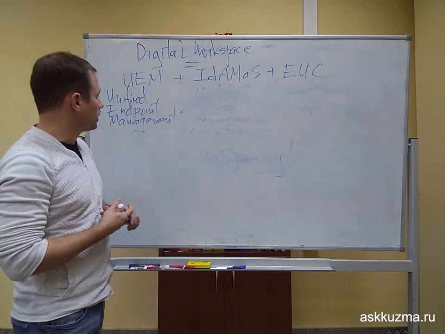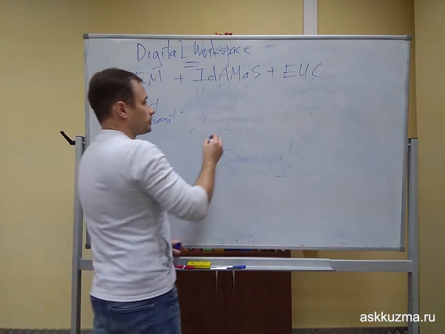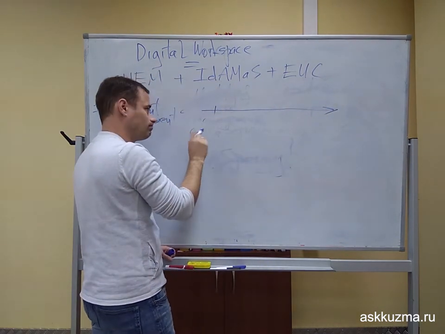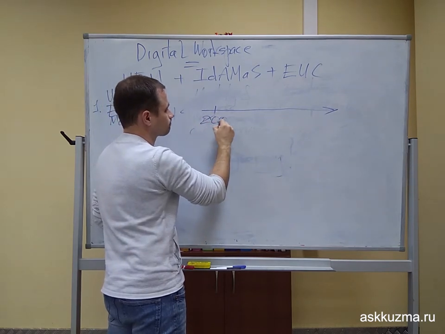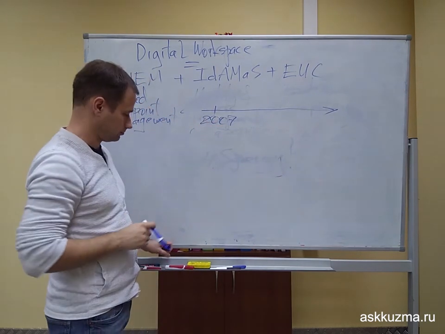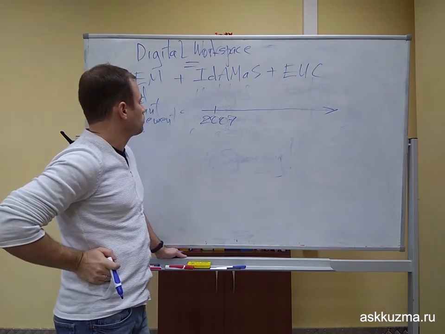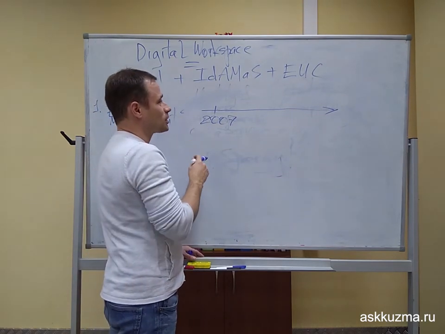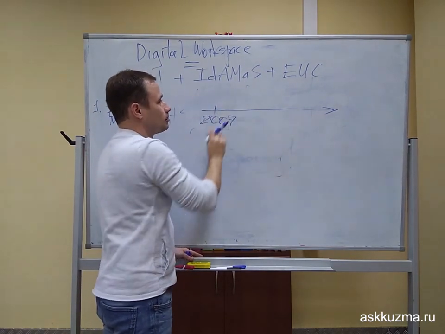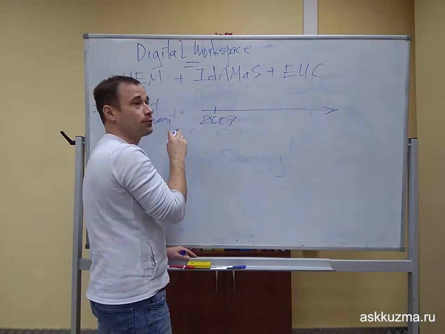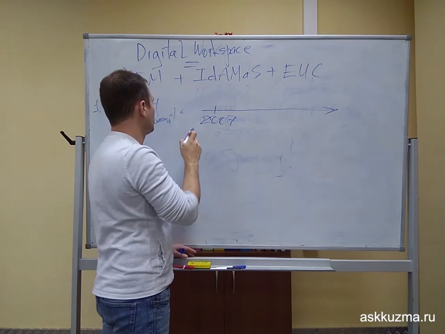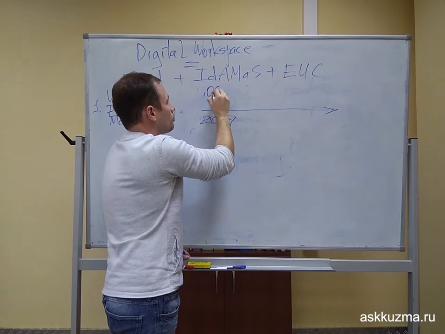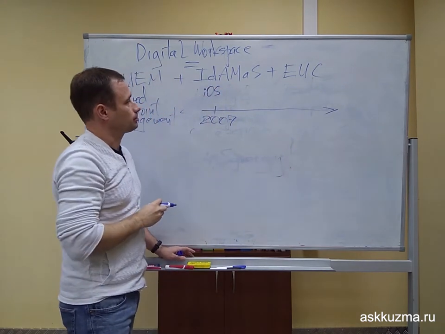The history of Unified Endpoint Management started in roughly 2007. So here's our timeline. In the year of 2007, something happened, right? A major event happened in the mobile devices world. So basically an iPhone happened, and with this iPhone device an iOS platform emerged.